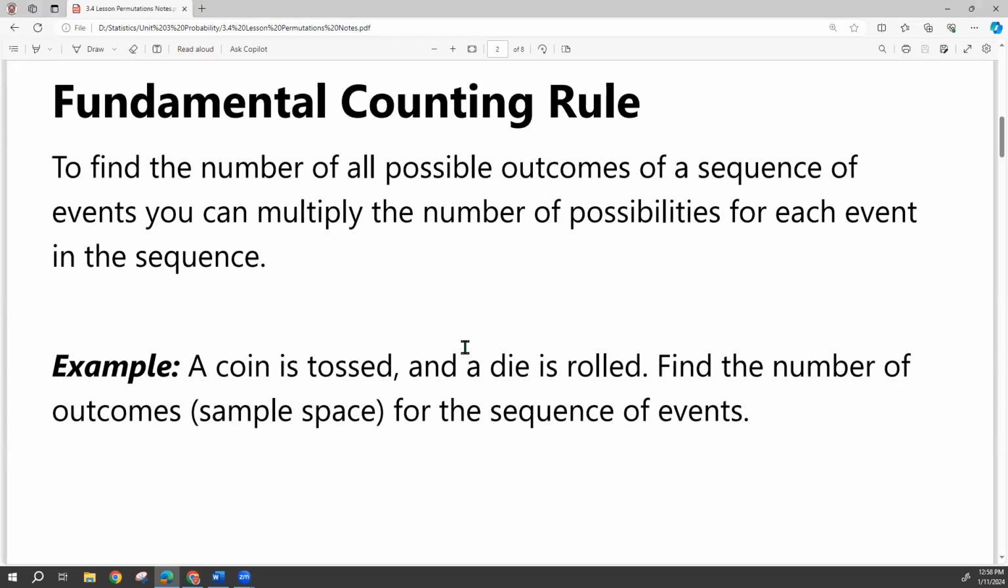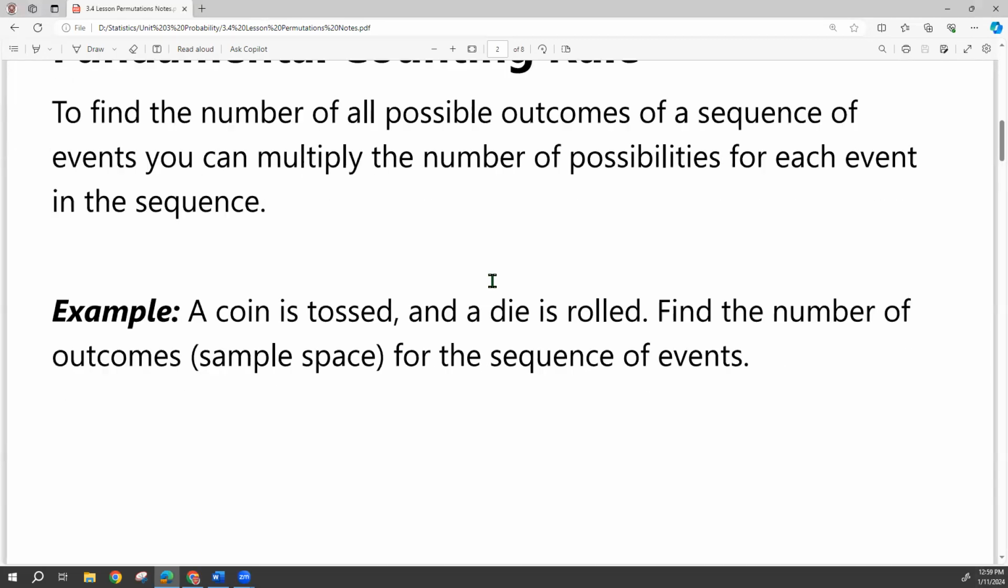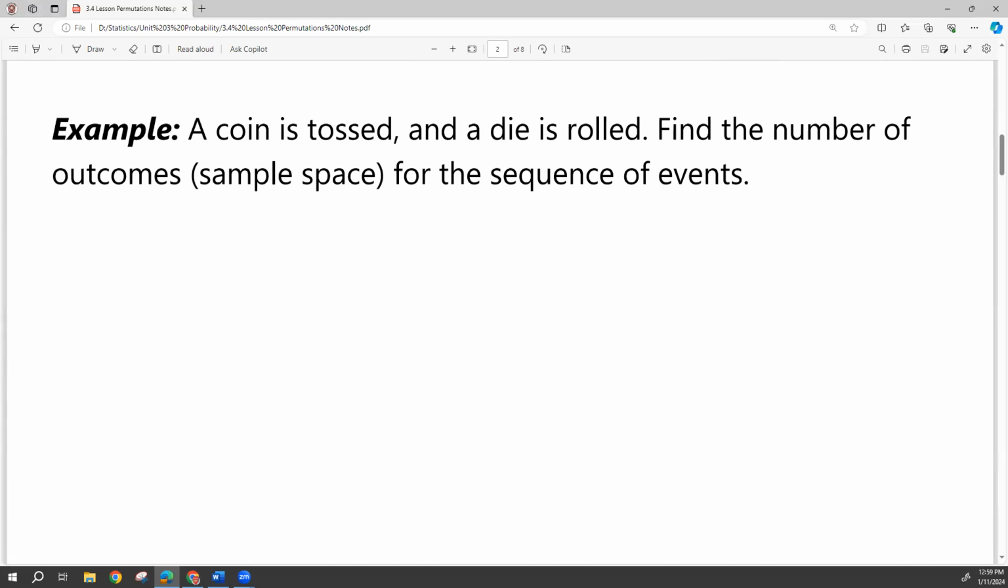So we have a couple things happening here. We are tossing or flipping a coin. We are rolling a die. And so we want to find the number of outcomes in our sample space for this sequence of events. So if we have any number of events and each of those events has a different number of possibilities, if we want to find out all the possible outcomes for those events and their possibilities, we can just multiply all the possibilities together. So here we have a coin being tossed.